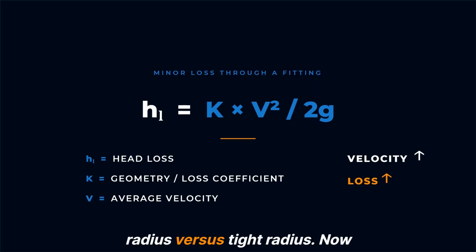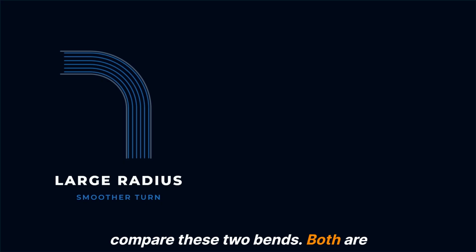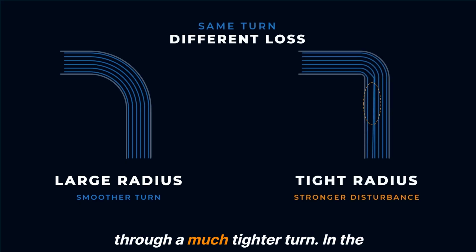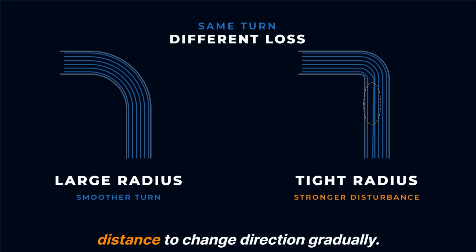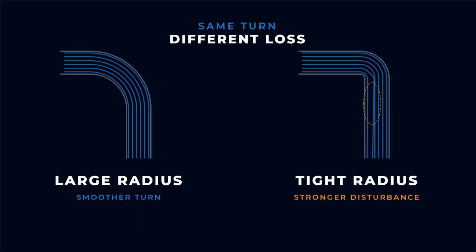Large radius versus tight radius. Now compare these two bends. Both are changing the direction of the flow, but the first one uses a larger, smoother radius. The second forces the liquid through a much tighter turn. In the smoother bend, the fluid has more distance to change direction gradually.